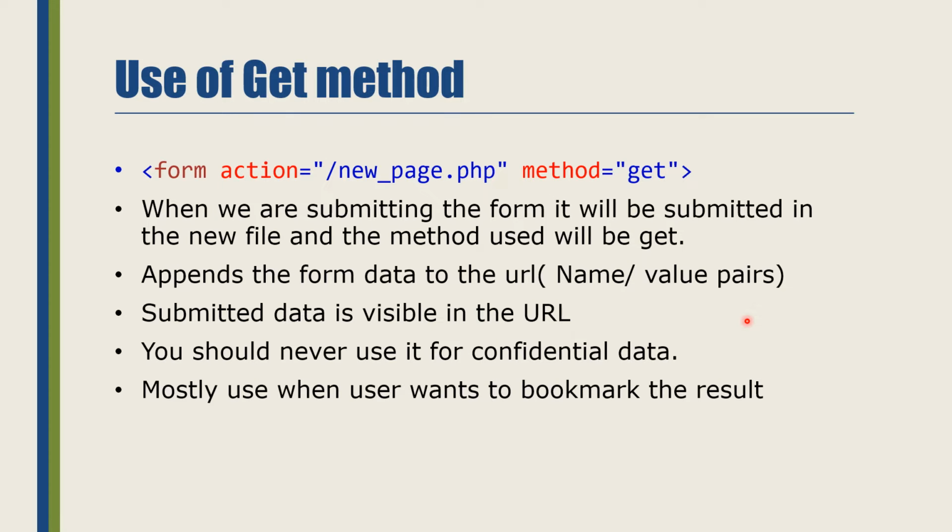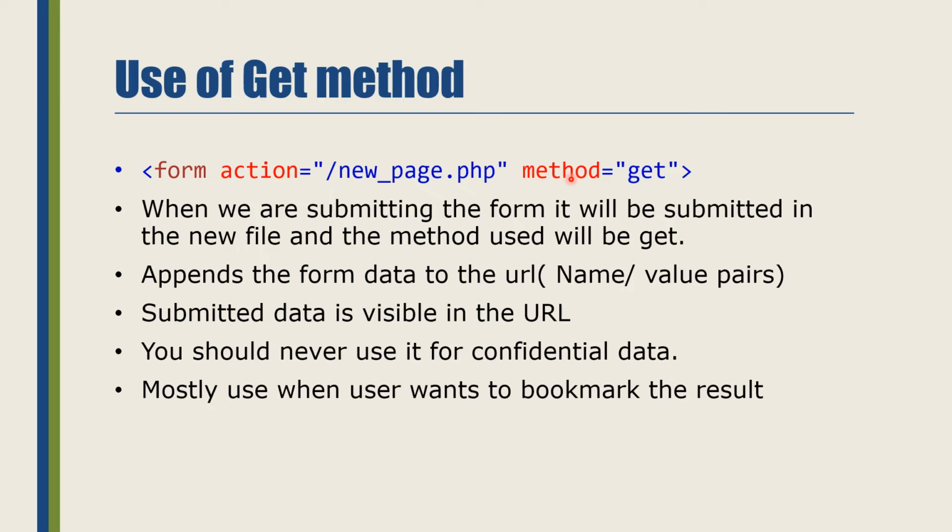Firstly, we will talk about what the use of the GET method is. Suppose we are submitting a form, and you can see this first command: form action equal to new page dot php, method equal to get. So what will this command do? This command will add the submitted data to this new page dot php file.